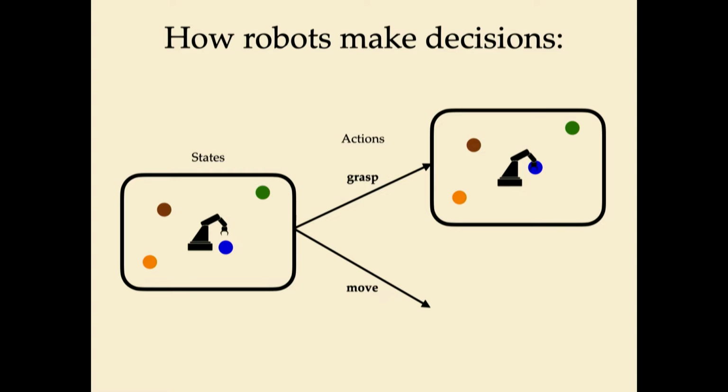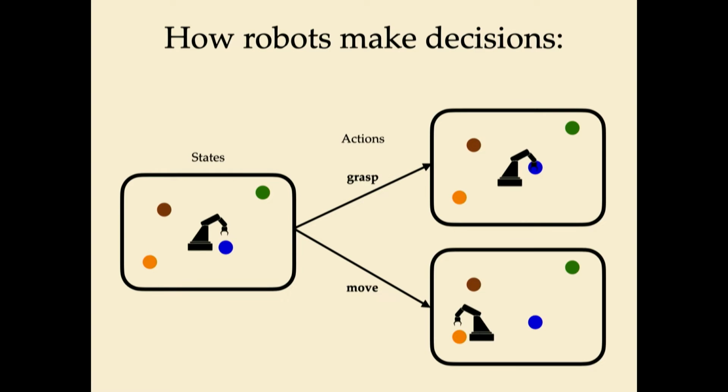If you grasp, you get to a final state where you're picking up maybe this blue object, or you might move to go pick up this orange object. This gives you a layout of different options and action sequences the robot can execute in the world and the consequences of those actions. And then the last thing you have to do is tell it which of those action sequences are preferred to which other ones. We do this through the use of a reward function.